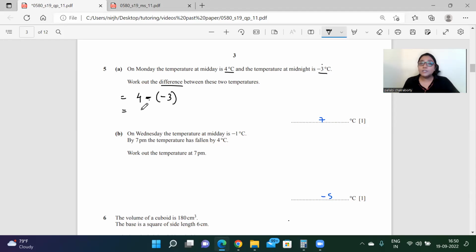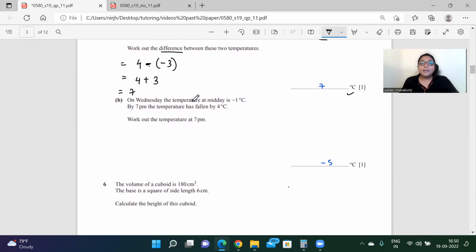Now, in integers, what happens when you have two negative signs like this? You add them up, right? So this will become 4 plus 3, which is 7 degrees Celsius. That's your answer. Okay. Moving on to the next part.